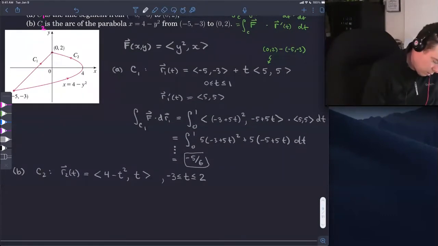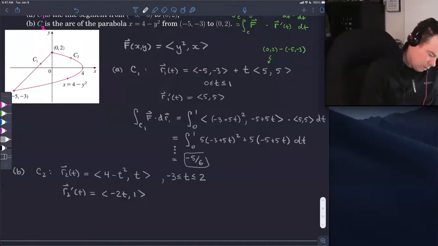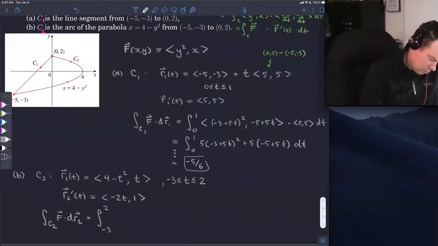And then we can go ahead and do the same work we did before. Take its derivative. That's going to be negative 2t and 1. We can go ahead and set up the integral, C2 in this case, f dot dr2. That's the integral from negative 3 to 2 of f, and f is, oh, it's still at the top there.